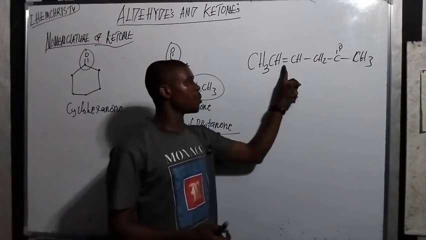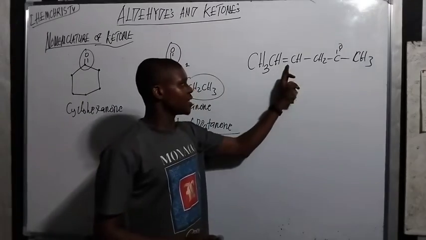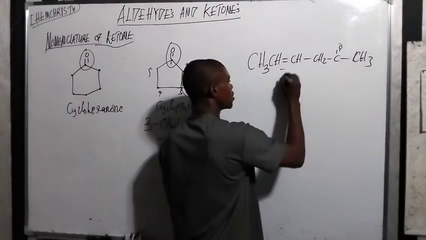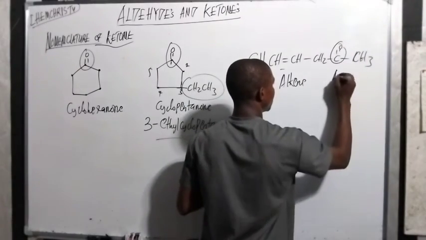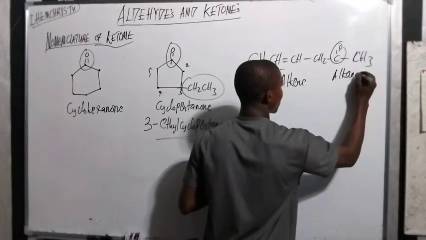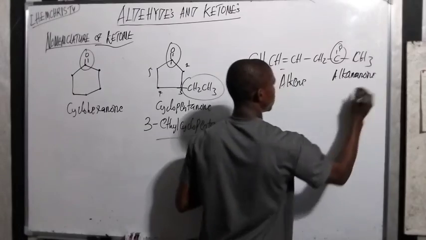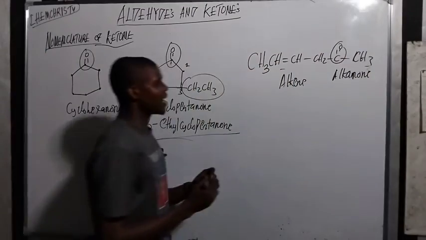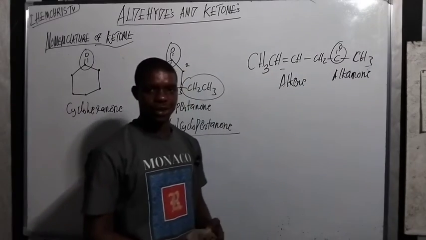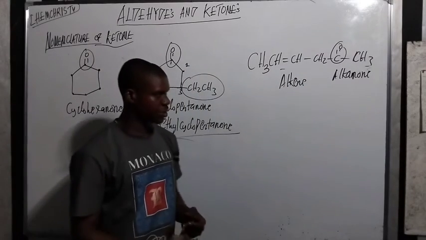If there's a double bond here, right? Here's what is an alkene. There's a double bond. Here's what is an alkanone. Alkanone. So how do you name something like this? That is next, I want to teach you here, very, very important.